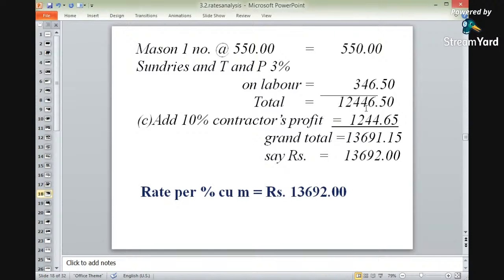What is the grand total amount for the earthwork in excavations per cubic meter? It comes to be 1244.65 added with 12446.50, so the grand total is 13691.15. Here, rounding off, we have taken 13692. So in cubic meters, the rate analysis for earthwork in excavations comes to be 13692.